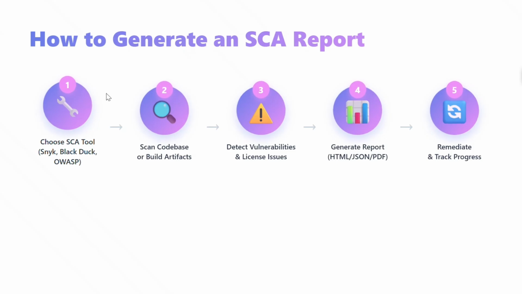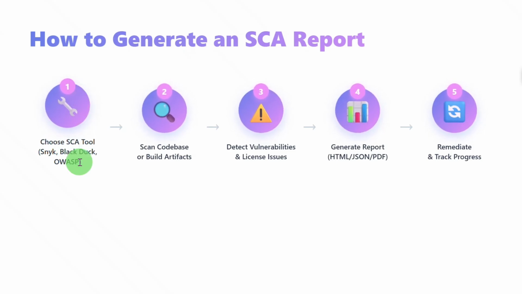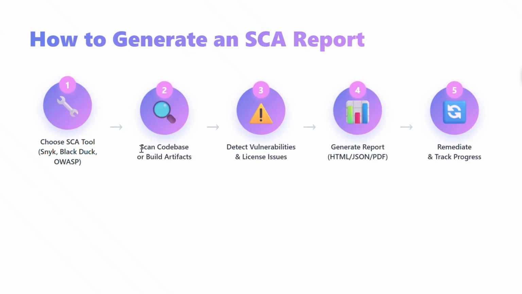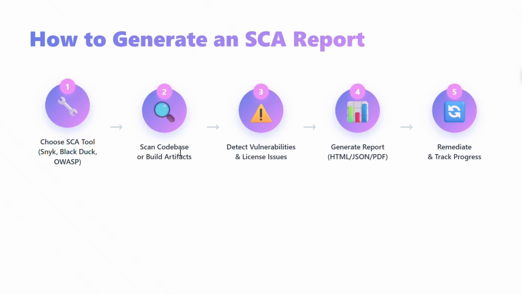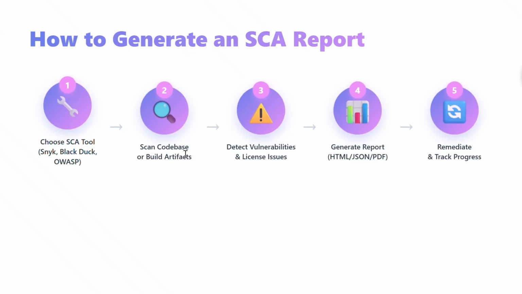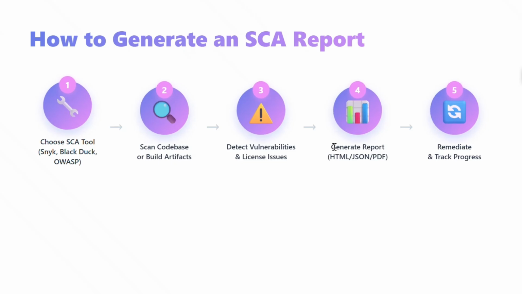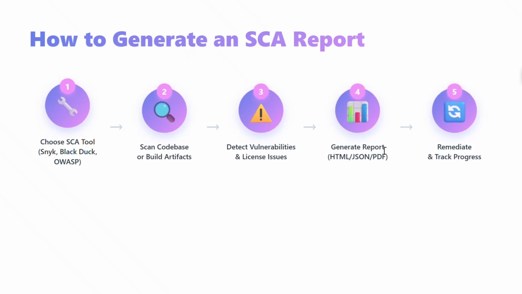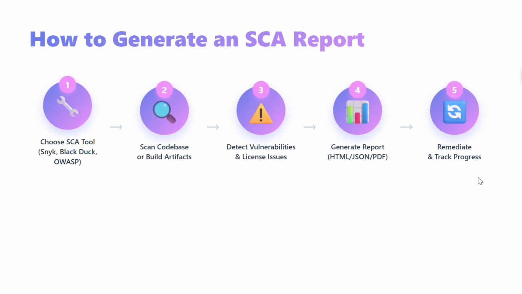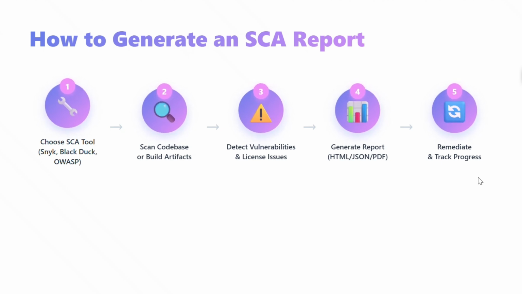And here is a quick flow of how to generate an SCA report. First of all, we need to choose an SCA tool, like any of the open source or paid ones. Later, we need to scan the code base along with the artifacts. Build artifacts here; the main code base is not required. We need to take the build artifacts or wherever the dependencies are mentioned in that file. And then it will help to detect the vulnerabilities as well as the license issues. The tool will help, and then there is an option to generate a dedicated format like XML, JSON, or PDF, and then we need to track the progress, remediate, and scan further. That is how we are going to generate SCA reports.